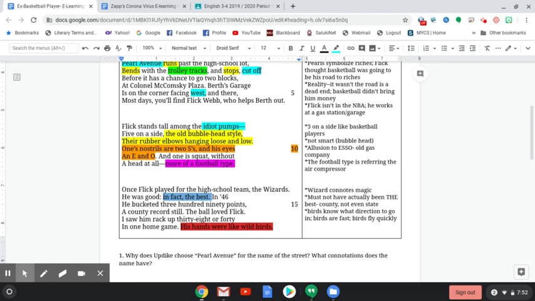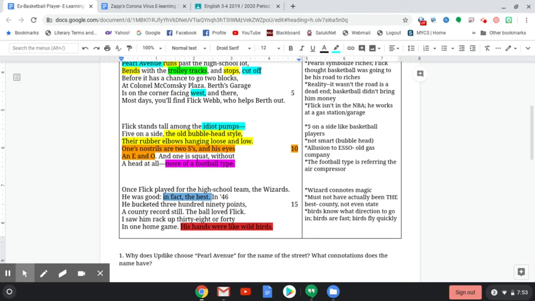This is like an air compressor where you would fill up your tires. So again, in his mind, right, his life still revolves around basketball, even though he has not been successful in this. Okay. They tell us about his high school career. It says, stanza 3. Once Flick played for the high school team, the Wizards. He was good. In fact, the best. That's a hyperbole there. In 46, he bucketed 390 points, a county record still.